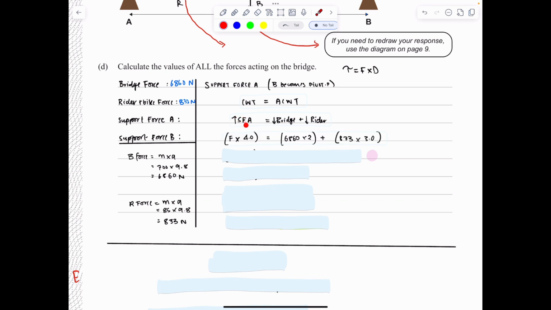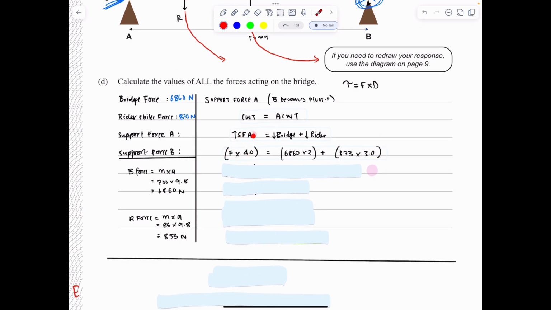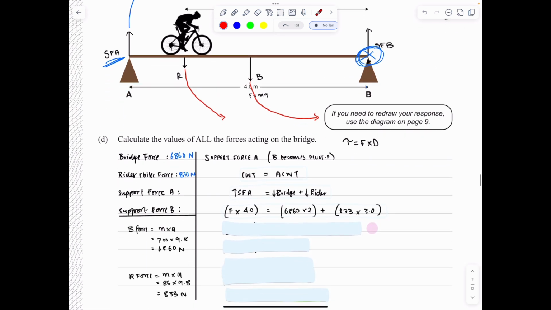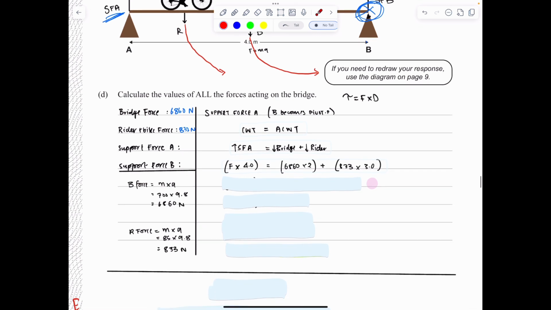Remember to calculate torques, it's force times the distance away from the pivot point. So as you can see, for support force A, I've got the unknown force, which is what we're having to figure out, okay, times the distance away from the pivot point. As you can see here, this arrow shows that the distance of support force A from the pivot point B is 4 meters. Okay, so we've done the clockwise torques as much as possible.